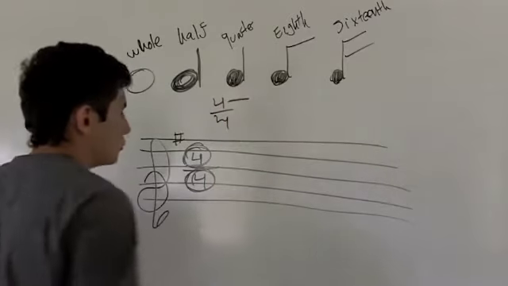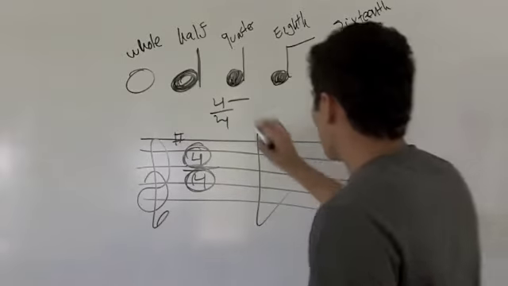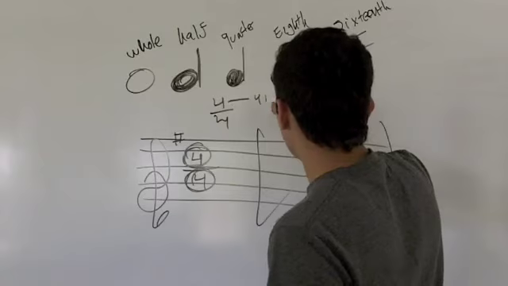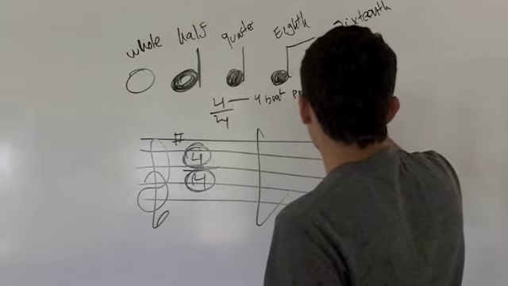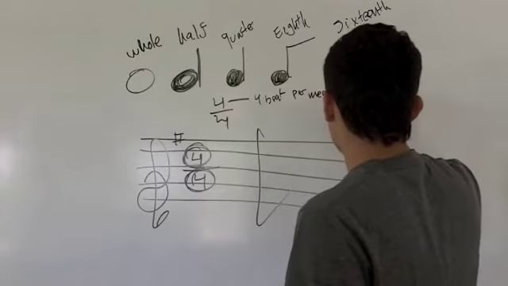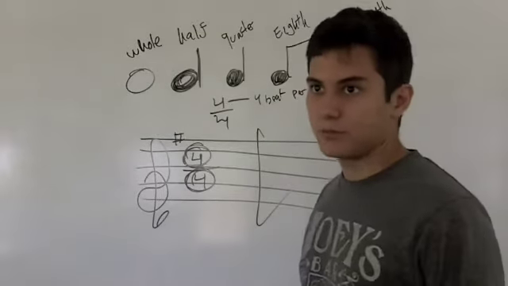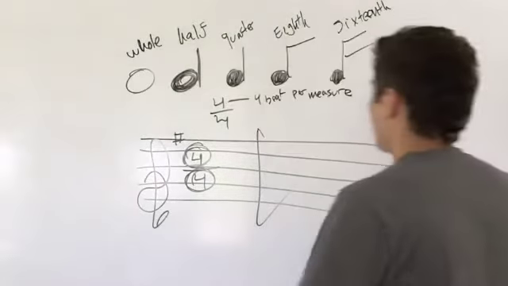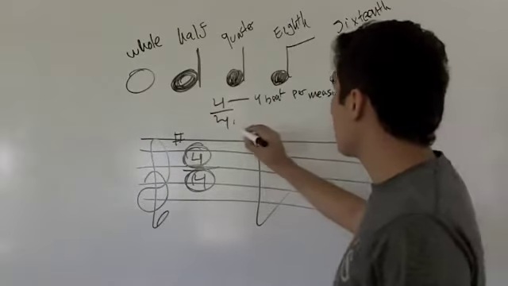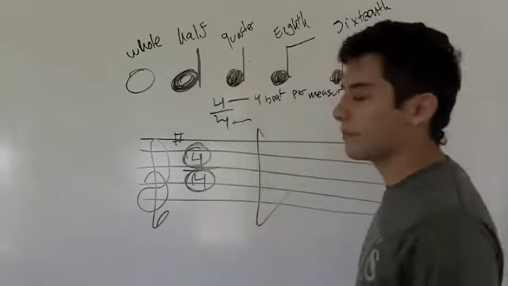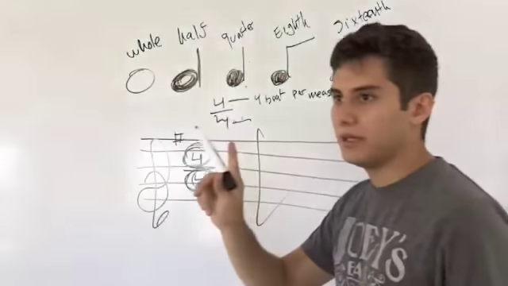So the top tells you how many beats you have in a measure. So remember, our measure would be line to line. So this means that we have 4 beats per measure. So that means that within this measure, we would have 4 beats. And we'd have 4 beats in every measure throughout the entire piece. What the bottom number tells us is which note gets the beat. So the 4 means a quarter note.